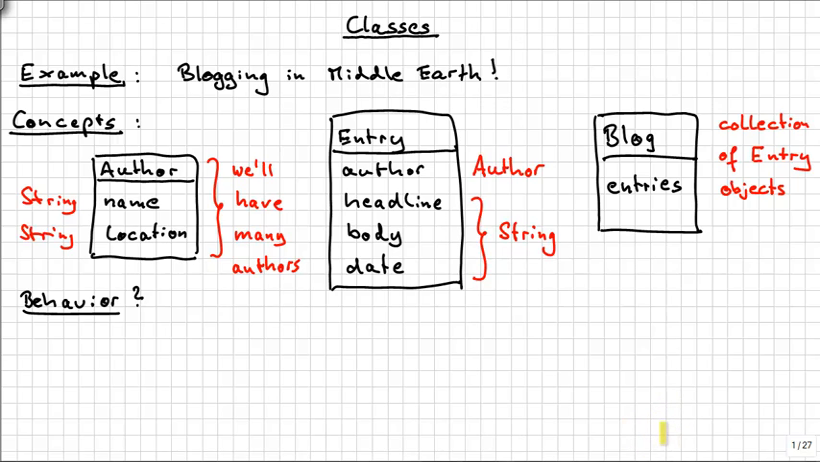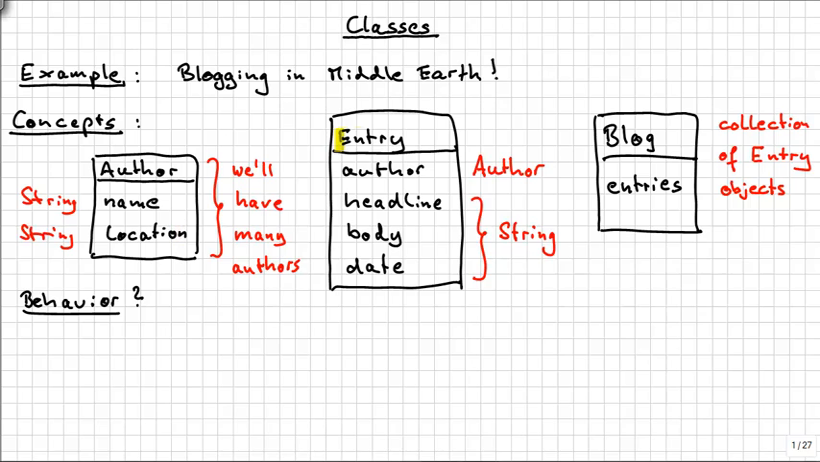We will introduce blogging capabilities for Gandalf, Bilbo, and Gollum. And to that end, we introduce three application concepts: the author, an entry, and the blog. Now, an author is defined by its name, which we'll capture in a string, and the location at which the author currently is, which we'll also capture as a string.